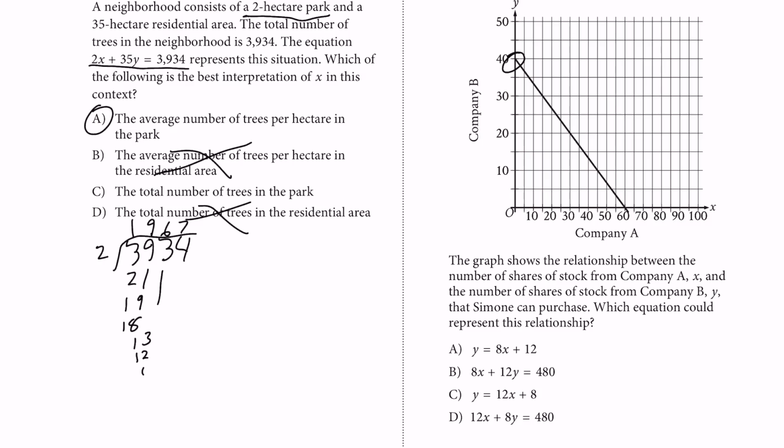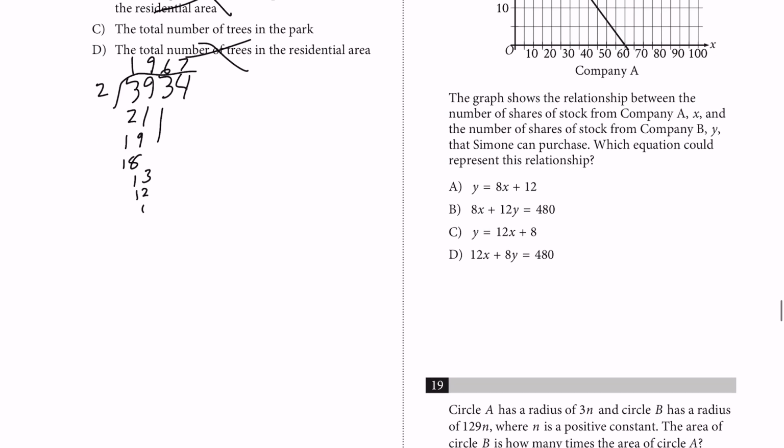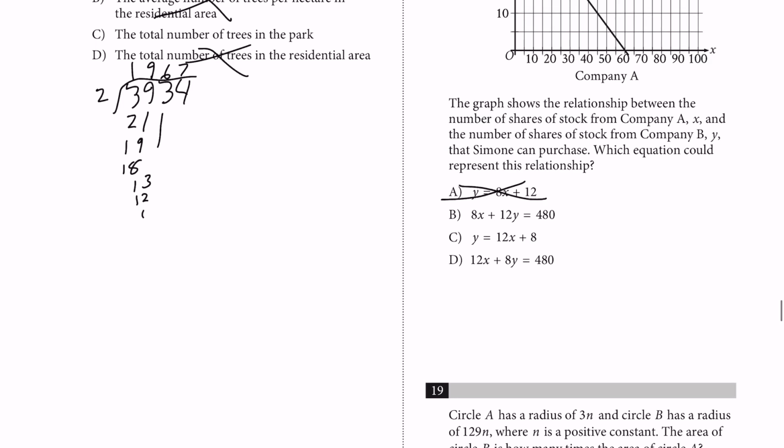Right? That means when x equals 0, y is equal to 40. So for all of these, let's first plug in 0 for x and see if we get 40 for y. If we plug in 0 here, we get y equals 12, so that's not correct. If we plug in 0 here, we get 12y equals 480. Y equals, that will give you 40.